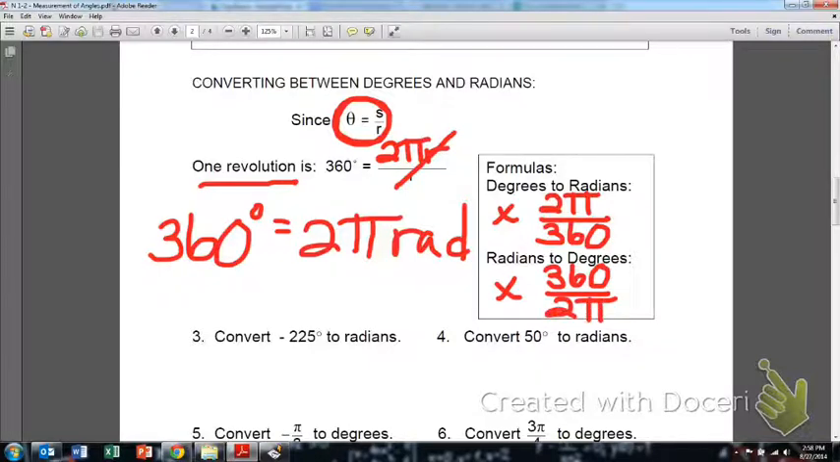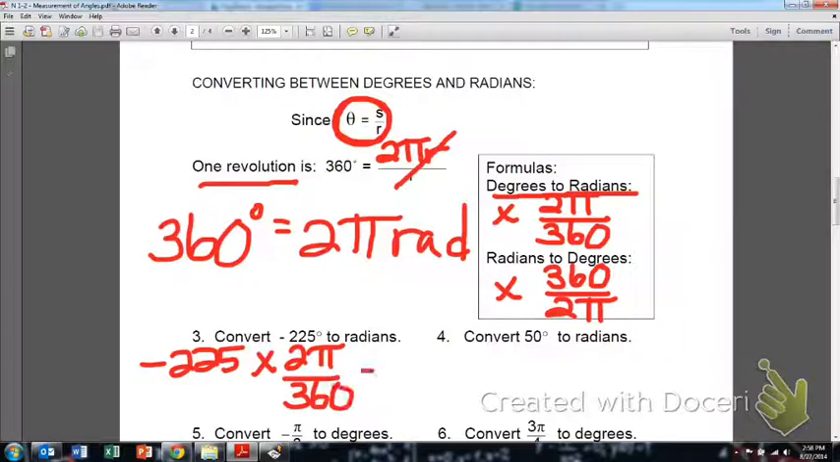So we're going to do a couple of examples of converting here. First off, if I want to convert negative 225 degrees to radians, so I'm going degrees to radians, I'm going to use this first formula. So negative 225 times 2 pi over 360. We want to leave our answer in terms of pi. So when you go to put this in the calculator, you're not actually going to type the pi into the calculator.